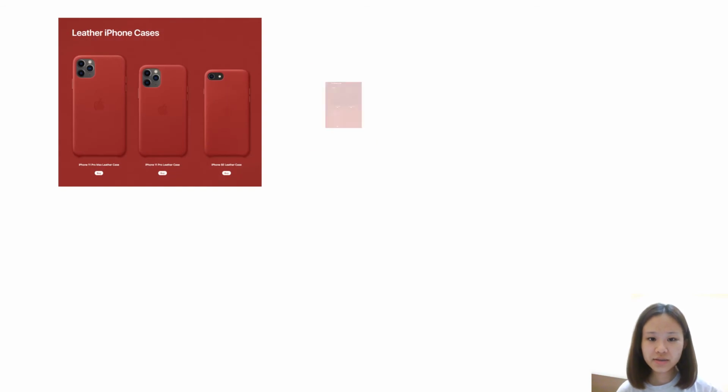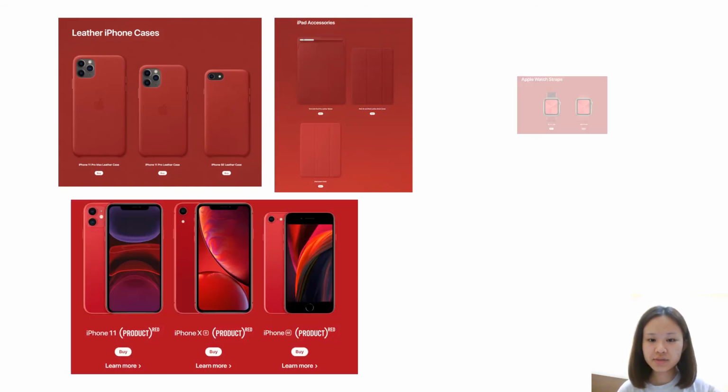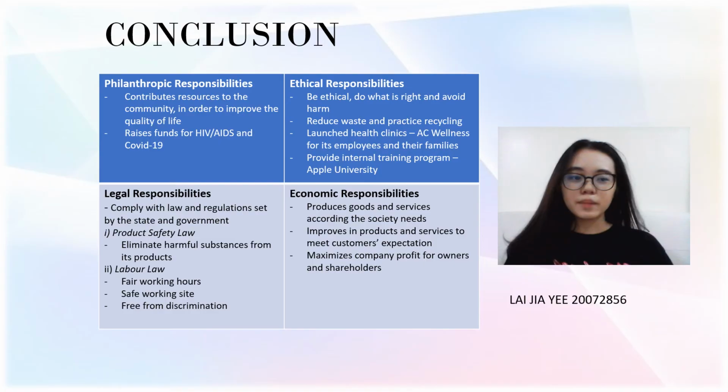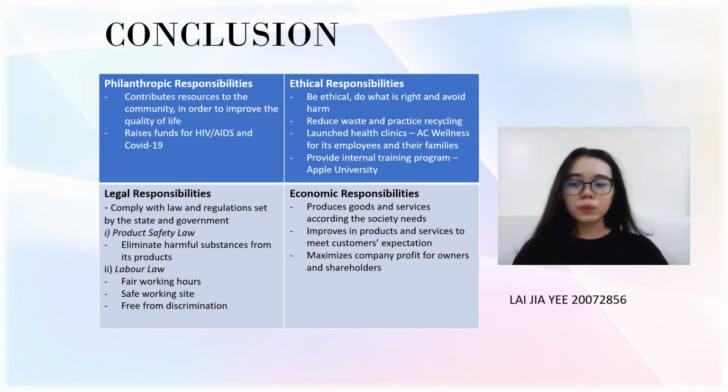These are a few examples of the products: the iPhone cases, iPad accessories, iPhones, and Apple Watch straps. So the back of the iPhone has the label of Product Red. It is a good indication from Apple to the customers, who are able to know that they are not just selling products, but also giving back to society, to those who are in need. I believe that all the responsibilities have been well explained by our team members. So as a conclusion, Apple has not been gaining their success by just introducing their products and trying to maximize its profits.